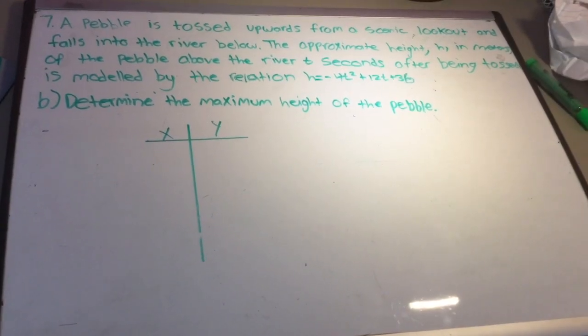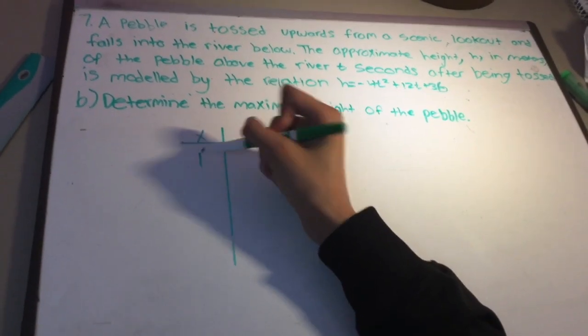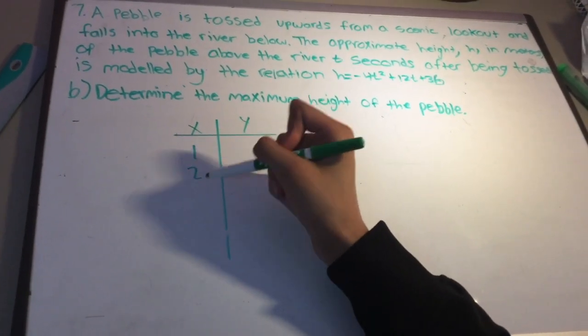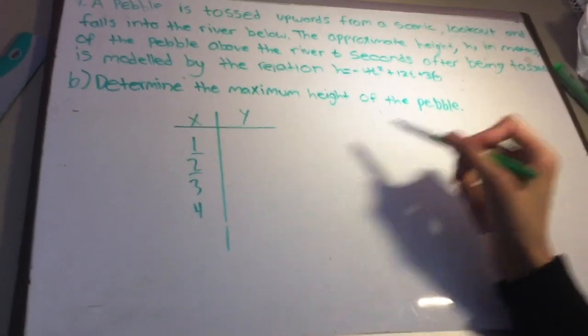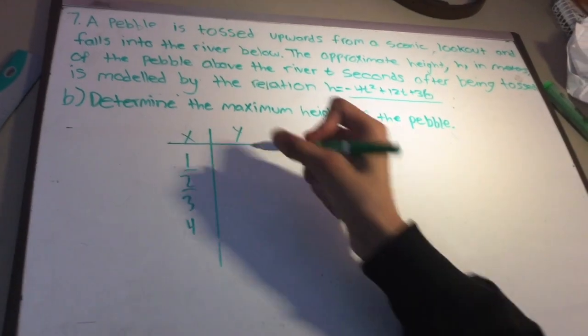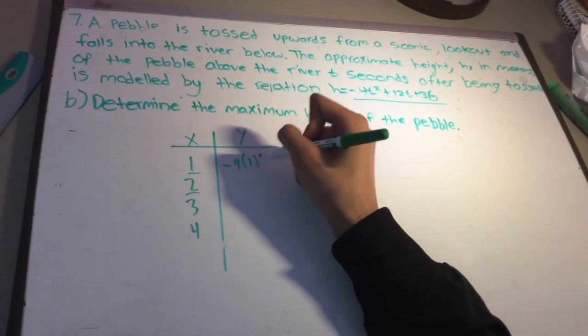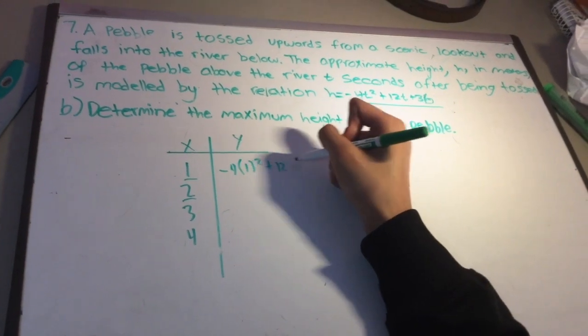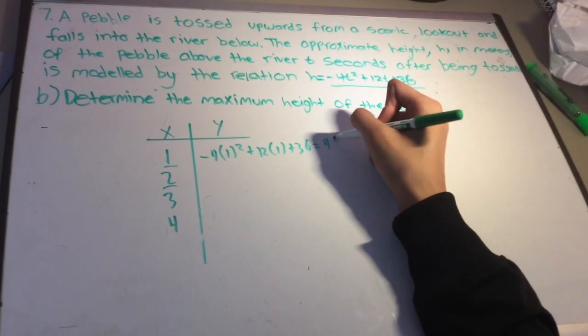So for question B, it was to determine the maximum height of the pebble. For this, I must take the values of x: 1, 2, 3, and 4. Then I must plug these values into this expression right over here. So it would be negative 4(1)^2 + 12(1) + 36, which would equal 44.